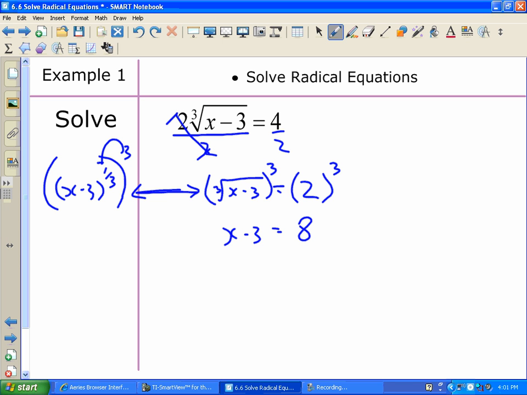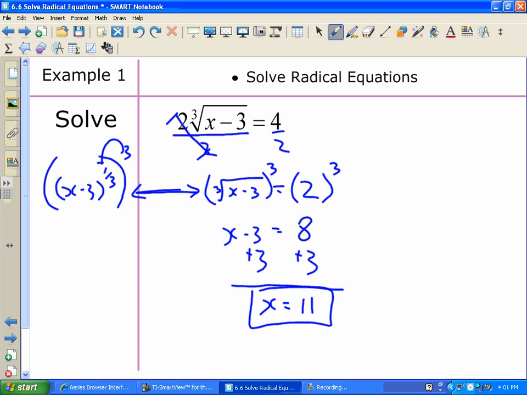Mr. Wood, all I got to do to solve this equation is add 3 to both sides. So x is going to equal 8 plus 3, which is 11. That's it. We're done.